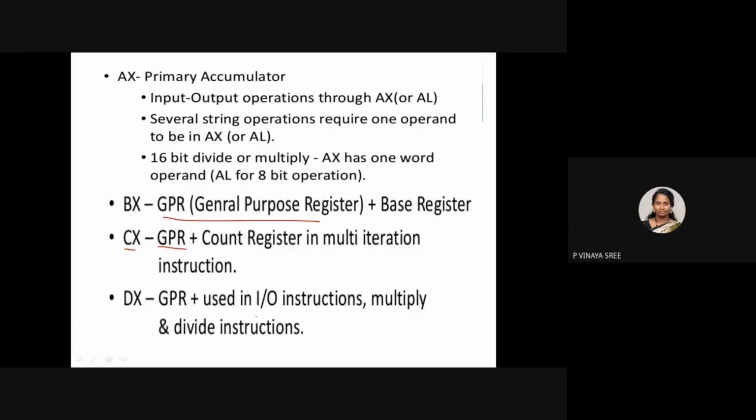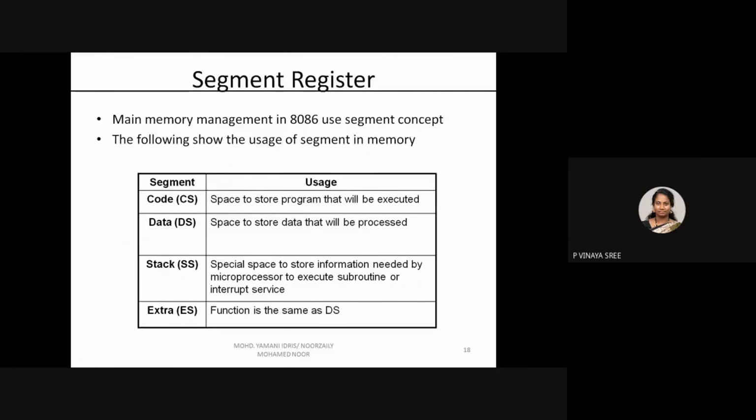So this is about the 4 general purpose registers called AX, BX, CX, and DX. If I ask about CX, other than being a general purpose register, CX is used for storing loop operands. When I say DX, along with general purpose use, it even stores the IO instruction operands and multiplication and division instruction operands. Okay. So we have done with the general purpose registers.